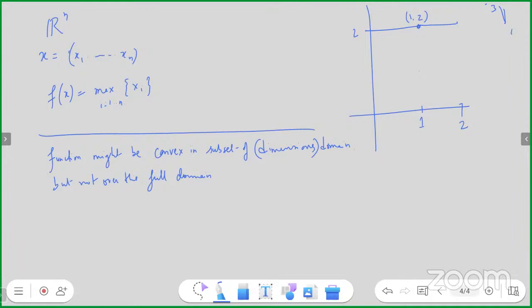X square minus y square. Okay. Why is it convex in both? It's convex in X square. But it's not convex in Y square. What about X times Y? What happens to that function? It's clearly convex in X and Y separately. Is it jointly convex?